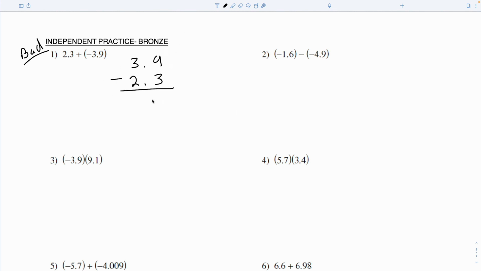9 minus 3 is 6. 3 minus 2 is 1. And then it's the bad guys, so add your negative. There's your setup for number 1, board of paper. When you get to 2, you have to do a double negative. It's a not problem. So I have to rewrite this thing as negative 1.6 plus 4.9.